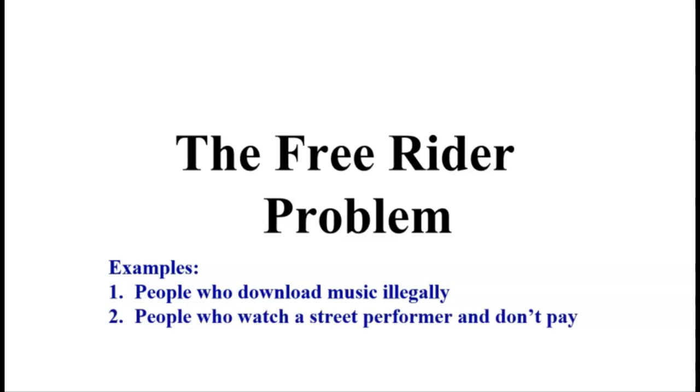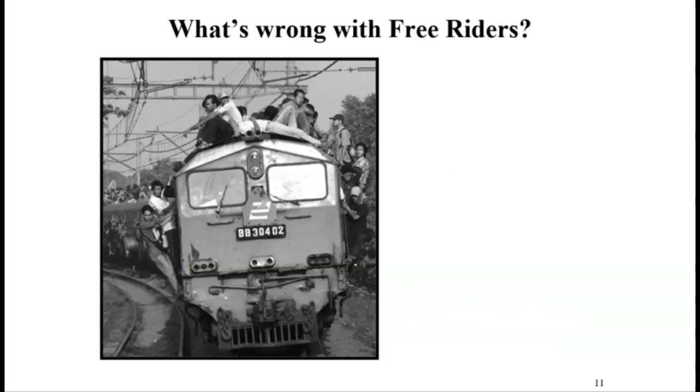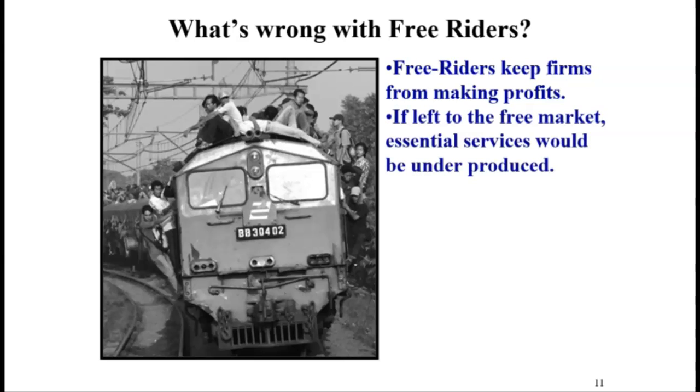Other free rider examples might be people who download music illegally, or movies or games or anything like that. People who watch a street performer and don't pay. You living at home and not having a job that pays for the mortgage or the rent. The biggest problem free riders cause for businesses is that they keep firms from making profits, because they're able to utilize the product or service without actually paying for it. And because of this, free market services become underproduced.